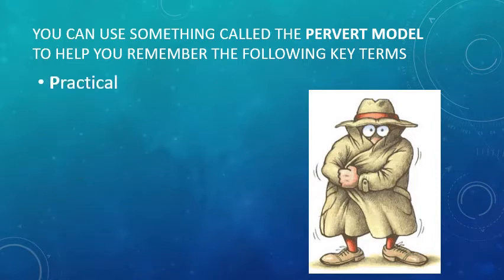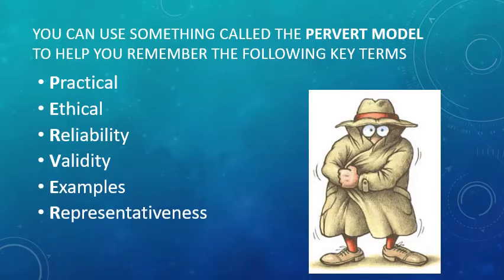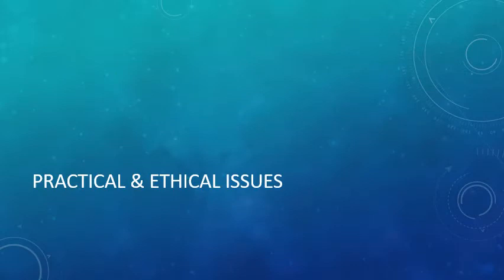The P stands for practical, the E for ethical, the first R is for reliability, the V is for validity, the second E is for examples, the second R is for representativeness, and the T is for theoretical. So we're going to spend about half an hour exploring these different concepts and looking at the impact they might have on your research.